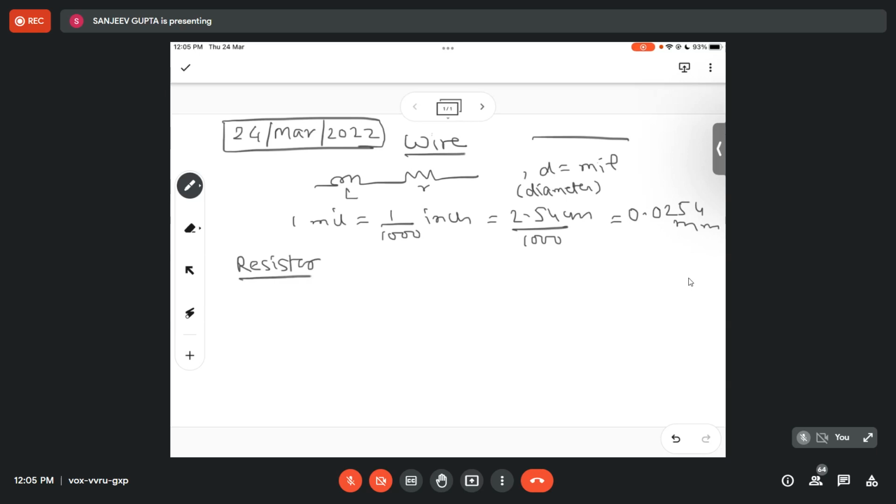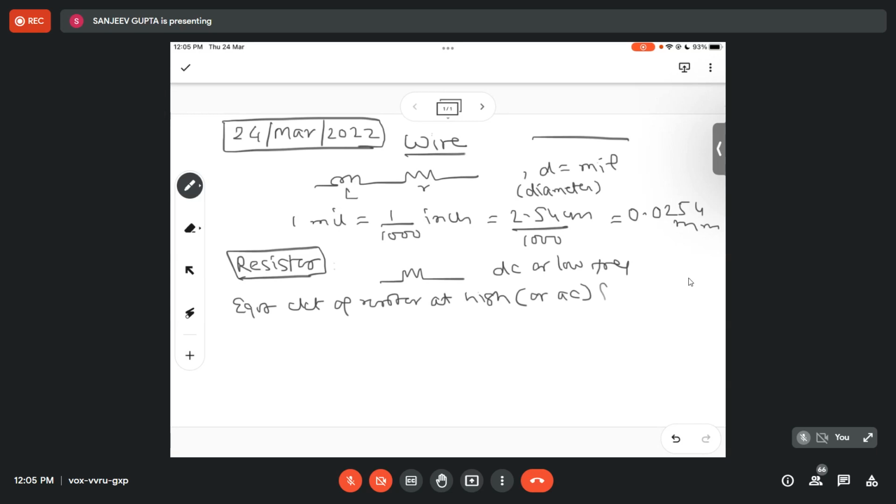And typically, as we have seen, a resistor is represented by a symbol like this, an equivalent circuit at DC or low frequency. But what will happen to my equivalent circuit of the resistor at high frequencies, like when we are talking about megahertz, gigahertz, or sometimes we also say AC frequencies? So it could be represented like this.